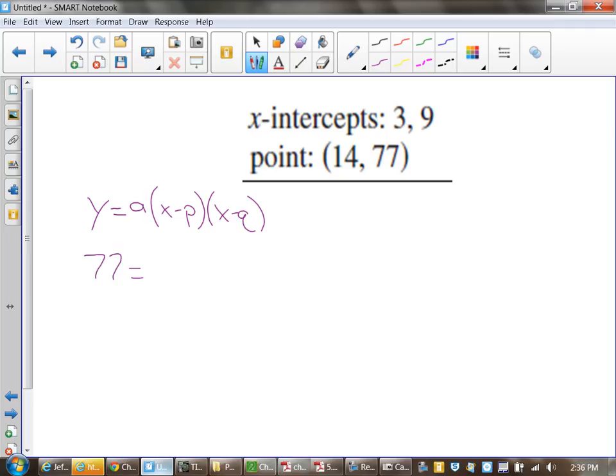So you have 77 is a, 14 minus 3, 14 minus 9, that's 11 times 5. So you get 55, and 77 over 55 is 7/5. And then it's substitute back in.